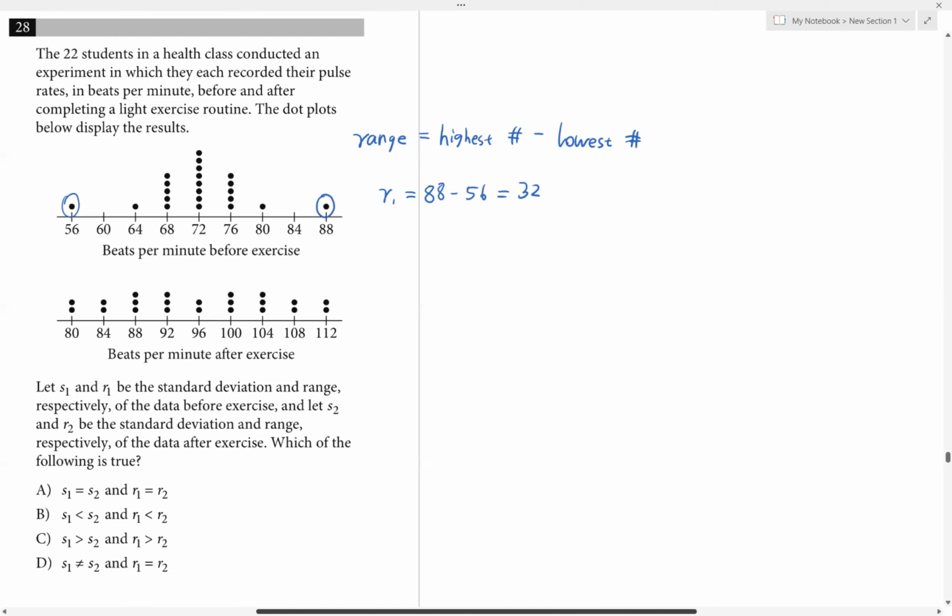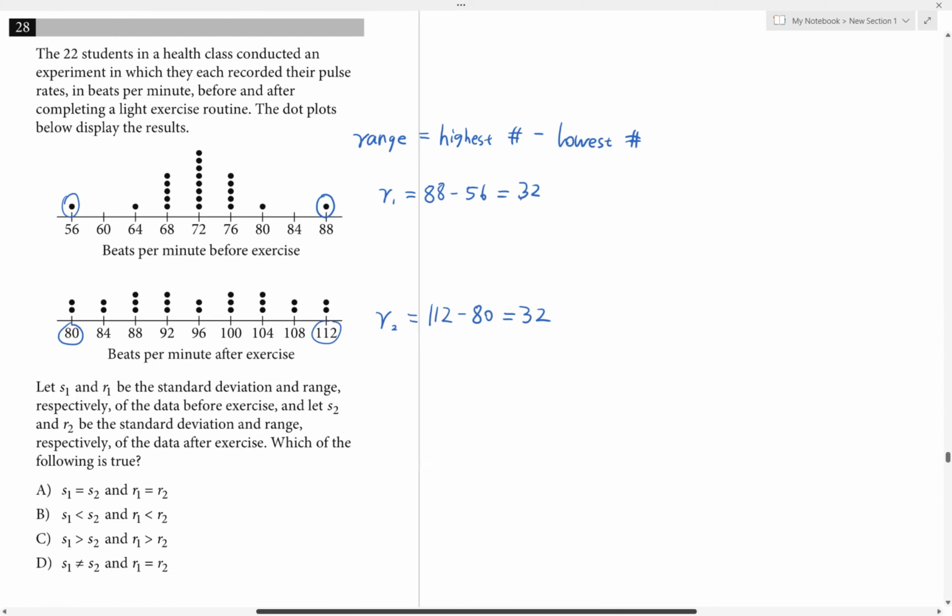And the second one, the range is, the highest one is 112, right? And the lowest one's 80. So we'll do 112 minus 80, which is 32. Okay, so looking at the range, they happen to be the same. Both have the same range. So R1 should equal R2.